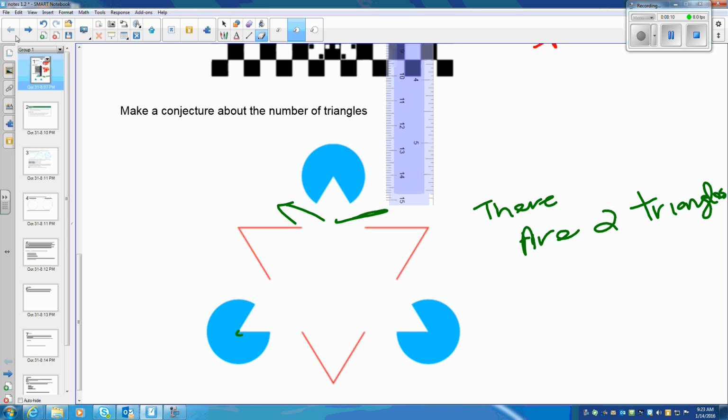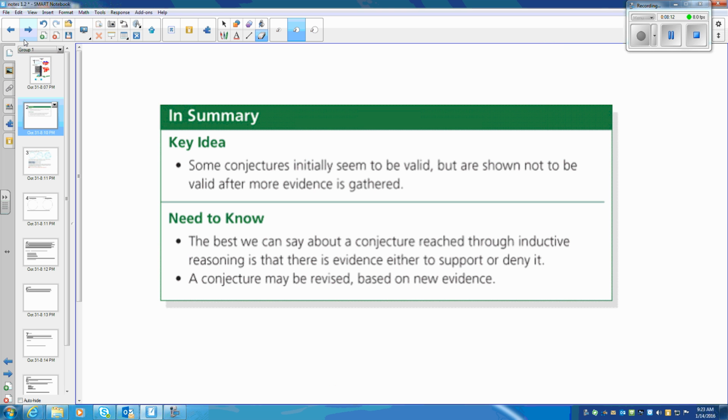So, some quick statements, key ideas. Some conjectures initially seem to be valid, but are shown not to be valid after you gather some evidence, right? So, for example, Demira and her lines not equal. Well, we gathered evidence. Guess what, Demira? Those are equal lines, right? Or guess what? There's more than 2 triangles. Or maybe there's not even 2 triangles, depending on which way you visually see it and explain yourself. So sometimes it could be different answers, but a lot of times in math we always have one answer, but there's different ways to get there.